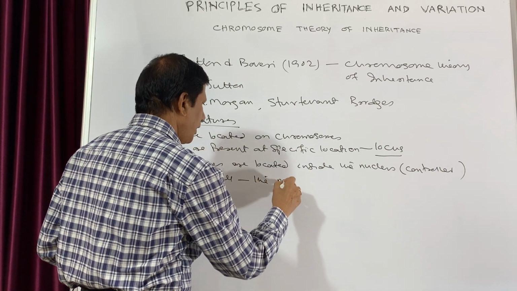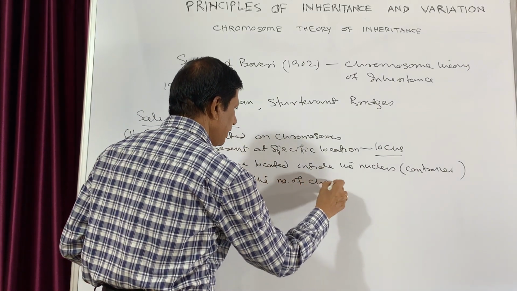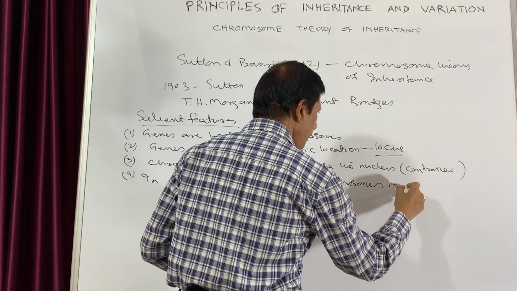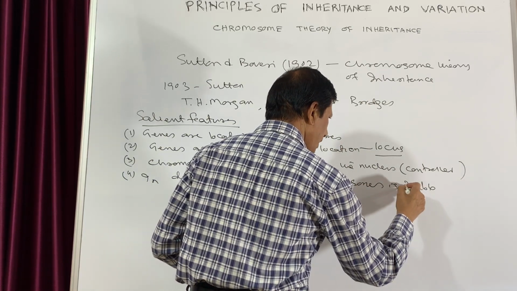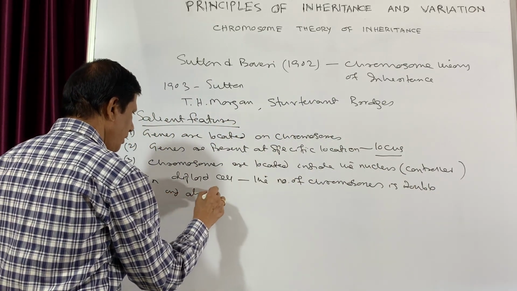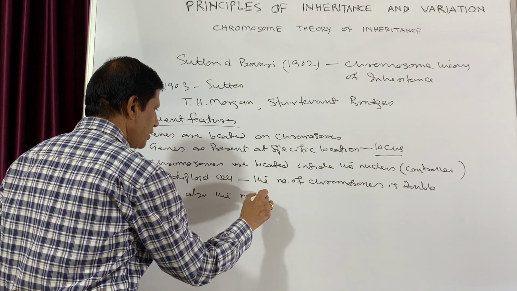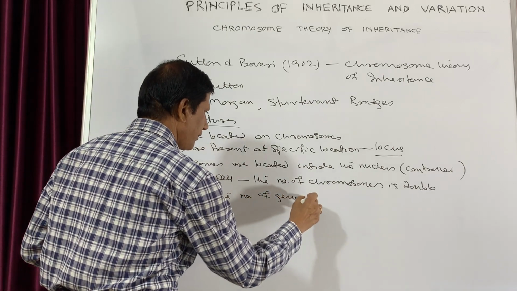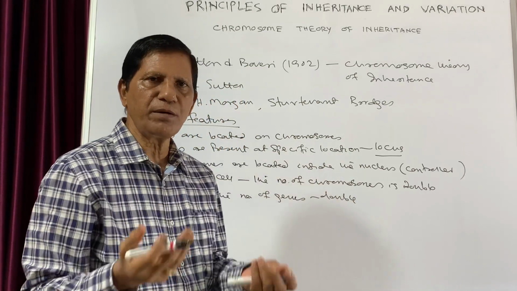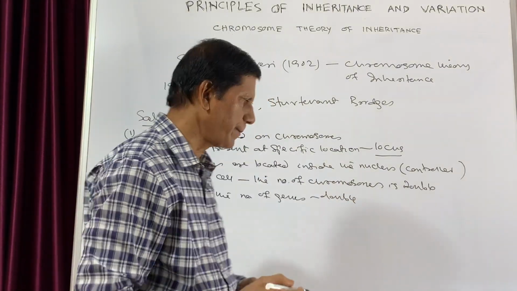Then the next thing: in a diploid cell, the number of chromosomes is double, and also the number of genes is double. That means when the number of chromosomes is doubling, the number of genes is also doubling.